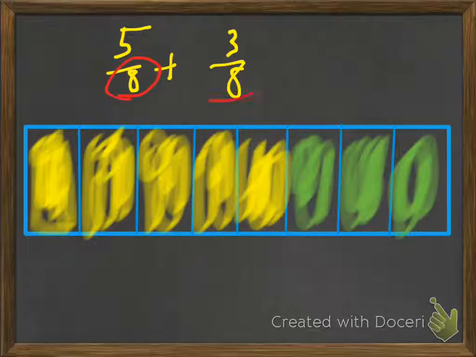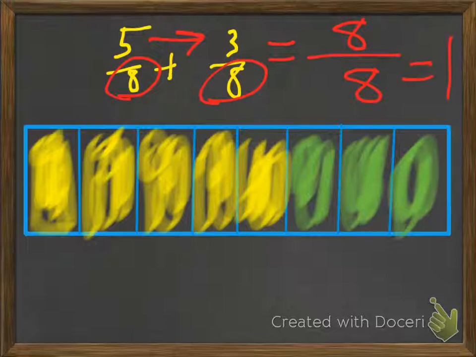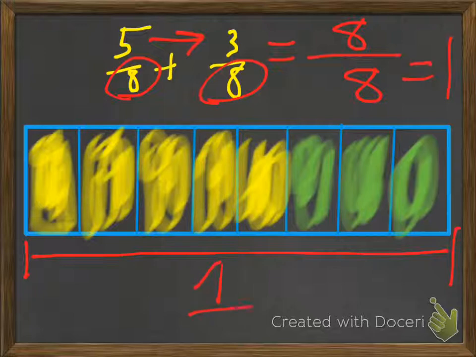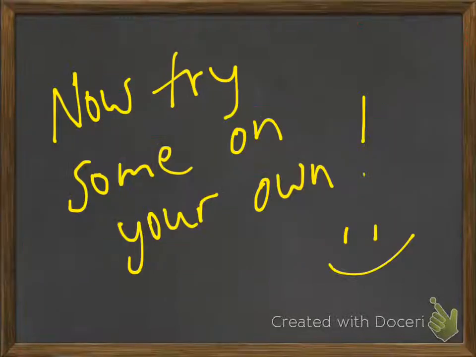And in this case, it makes it pretty easy. Since they do have like denominators, we're going to add straight across, so the denominator stays the same, and the numerators add across, and we get 8. We have 8 over 8, so it's one whole. And that makes sense. Our whole picture here, all of it, is shaded in. It's one whole. So 5/8 plus 3/8 equals 8 over 8, which is the same as one whole. Is that what you got? Good. Alright, now try some on your own. Good luck.